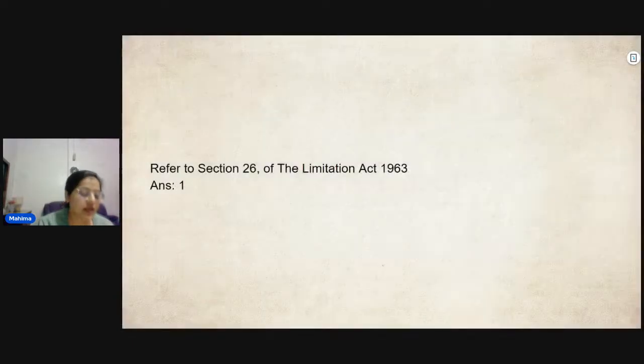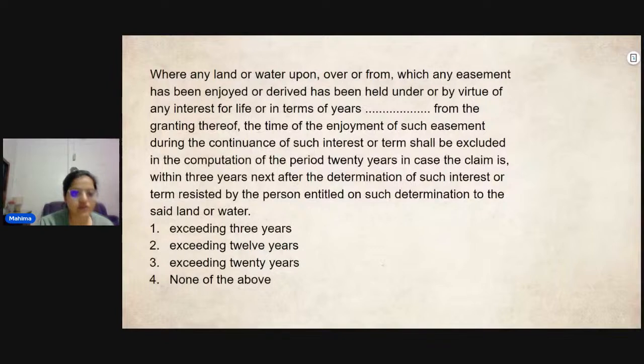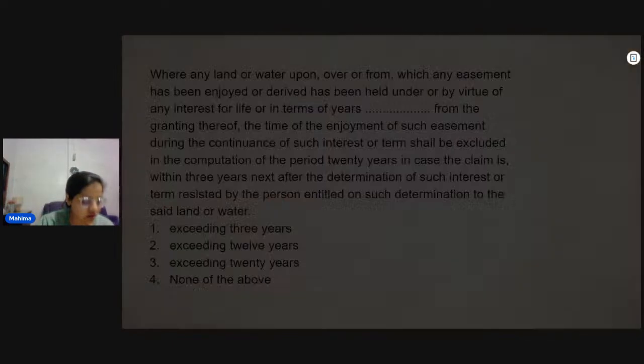Everyone is saying 3. Yes, it is 3. It is the language of section 26 that is mentioned. It excludes certain years, and the years are 3 years, and this is mentioned under section 26.